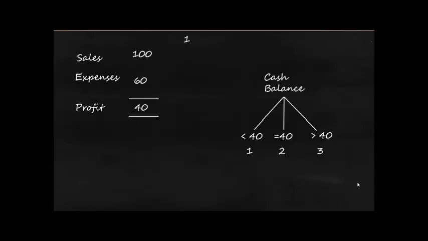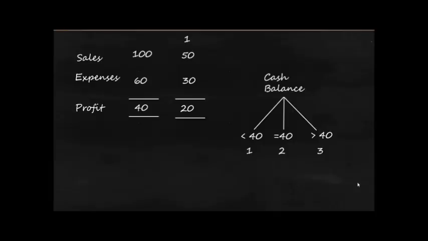In scenario 1, let's say the sales that have been realized are less than what has been made. So here the company has made sales of 100, but does not realize all the sales. Let's say the realization is only 50, and out of the 60 of expenses, let's say it has paid 30. So money realized is 50 and what is paid is 30, the cash balance is 20. So here the cash balance is less than profit. So this is scenario 1.